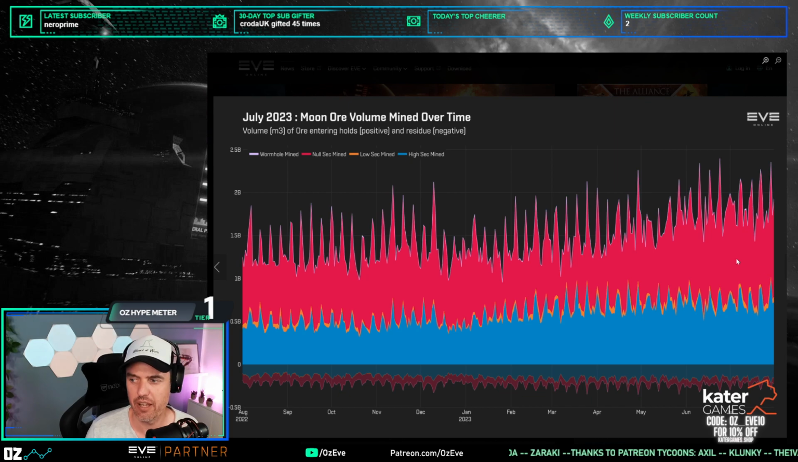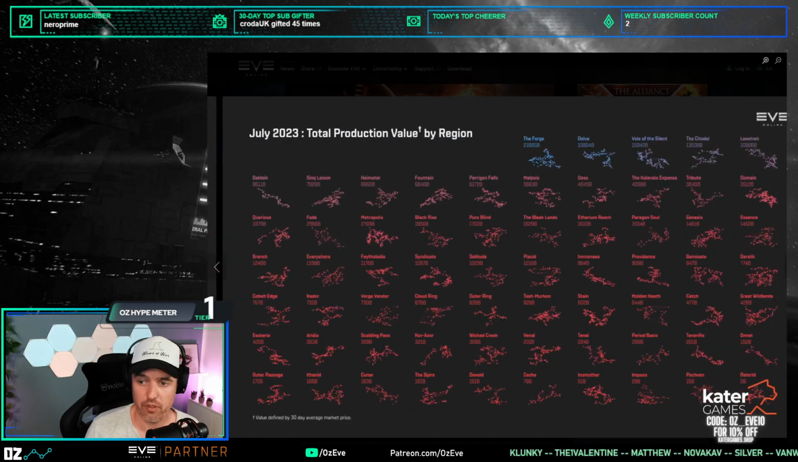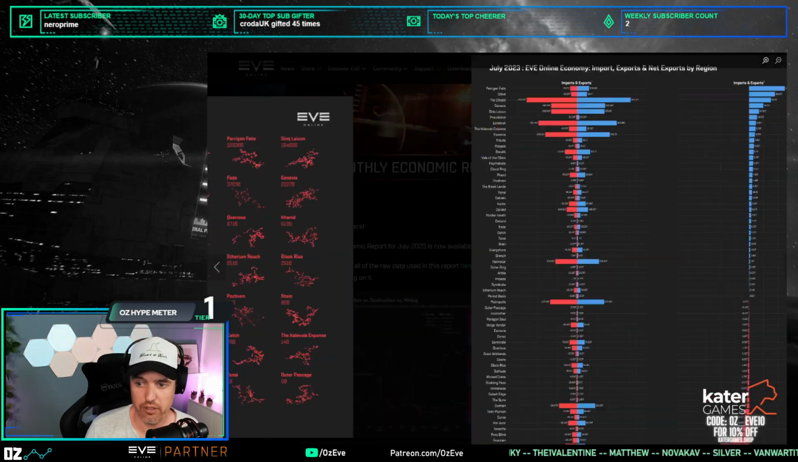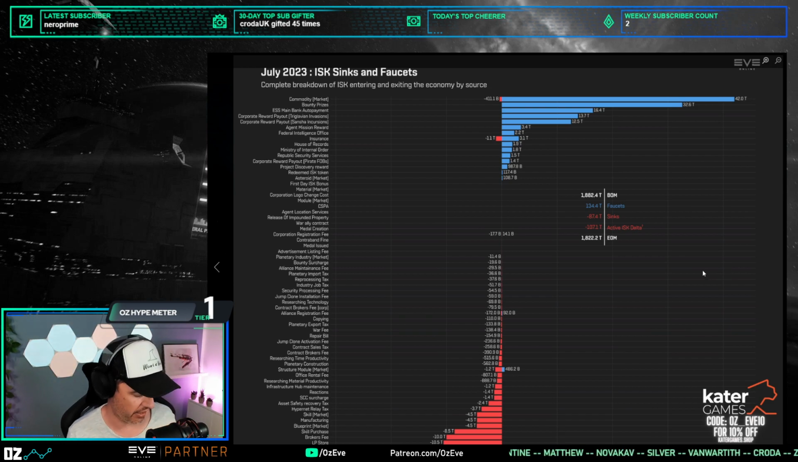There's new ships, and so we are seeing the prices for moon ore increasing. So not only is the volume in cubic meters increasing, but also the overall trade volume in terms of ISK. So let's skip over these and go straight to my favorite chart, which is the ISK sinks and faucets.